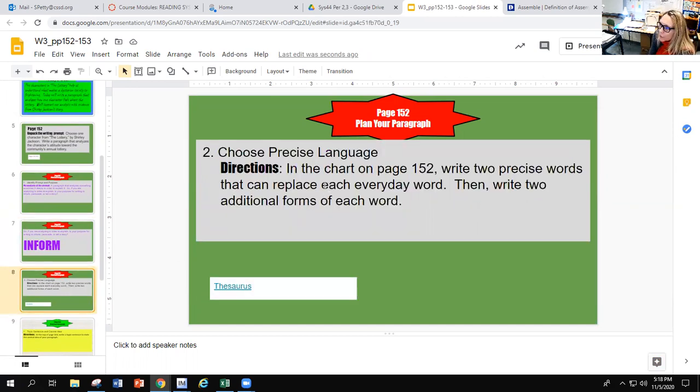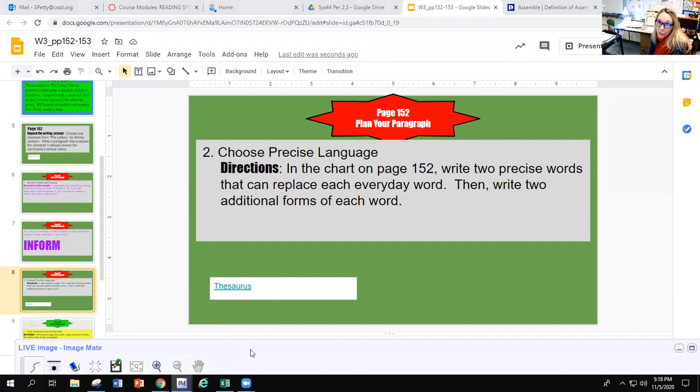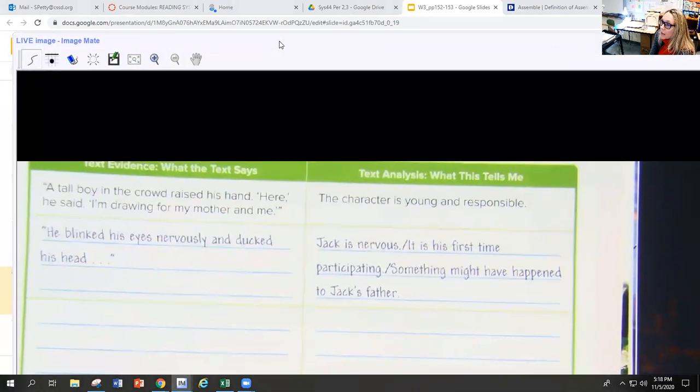At the bottom of 152, there's a chart. I'll pop it up in a second. Write two precise words that can replace each everyday word. Then write two additional forms of each word. I provided you with a thesaurus, which I'll get to in a second, which also has a dictionary in it, which you'll need as well.